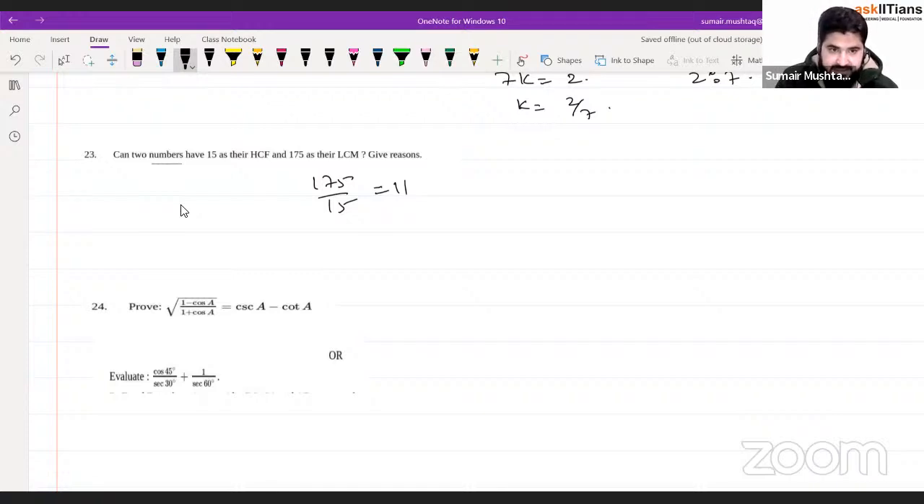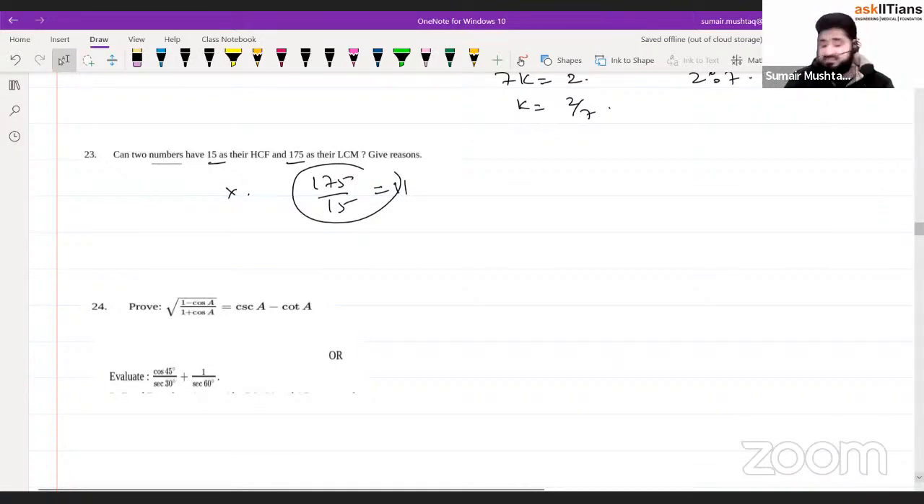Can two numbers have 15 as their HCF and 175 as their LCM? No. Why? Because the LCM of two numbers should be divisible by their HCF, but it is not here, so it is not possible, right?